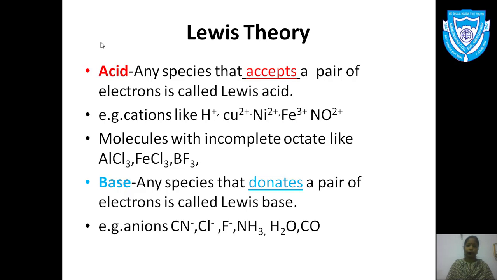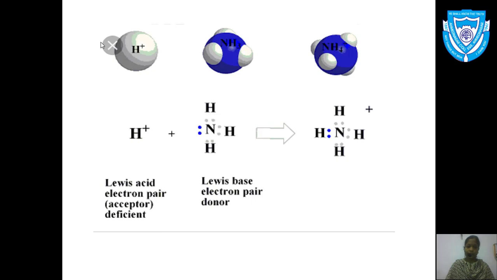According to Lewis, a base is any species that donates a pair of electrons, and it is called a Lewis base. Examples of Lewis bases are CN-, Cl-, F-, NH3, H2O and so on. These molecules or atoms donate their pair of electrons and act as Lewis bases. Here is an example of a Lewis acid-base reaction.